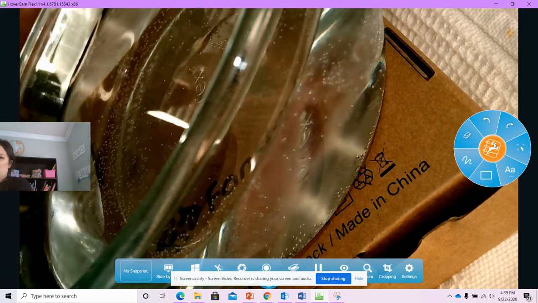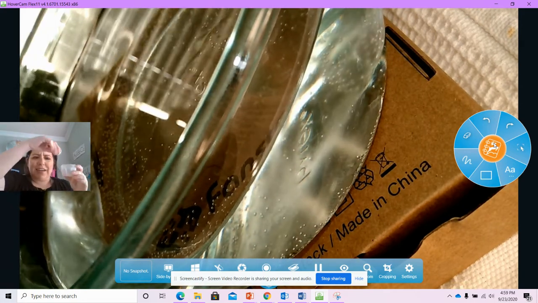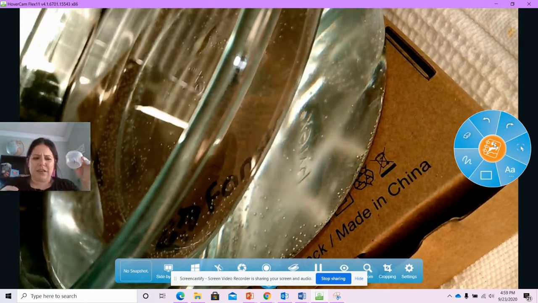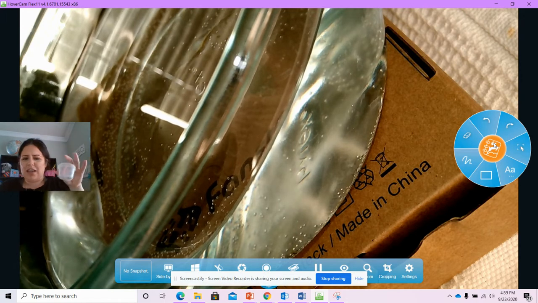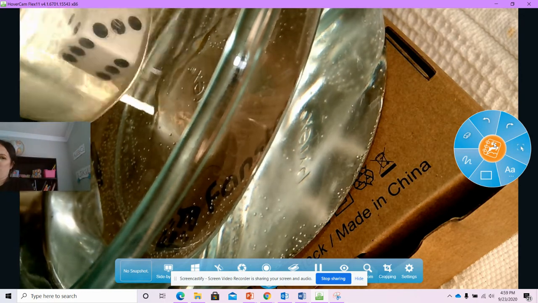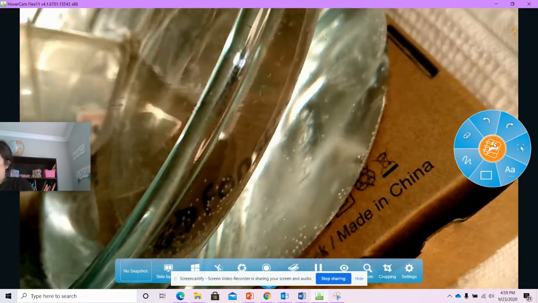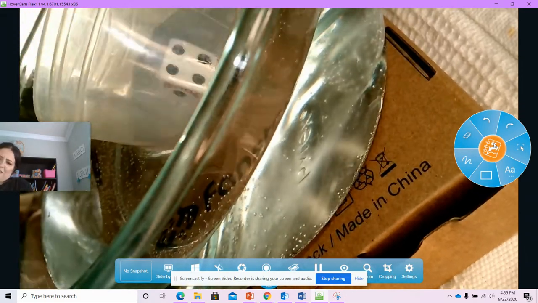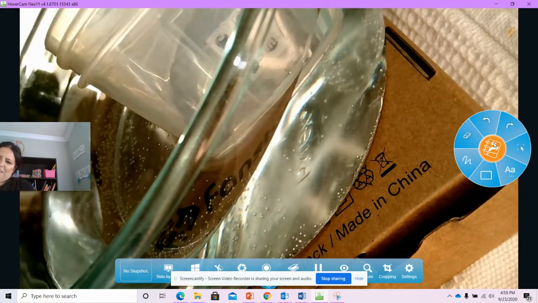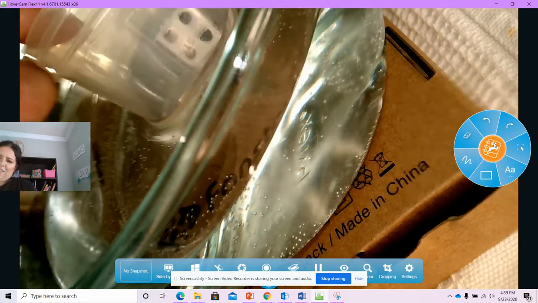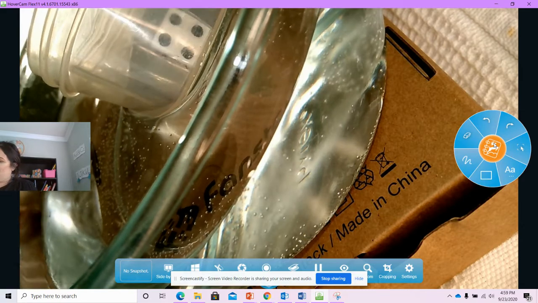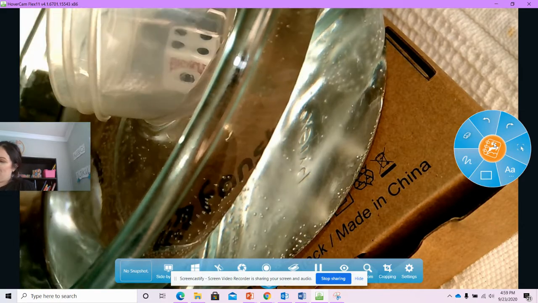Okay, so I'm going to put my dice inside my little plastic container, and then we're going to put this one in the water, and let's see what happens. What's going on? It's floating. What? Why is it floating?